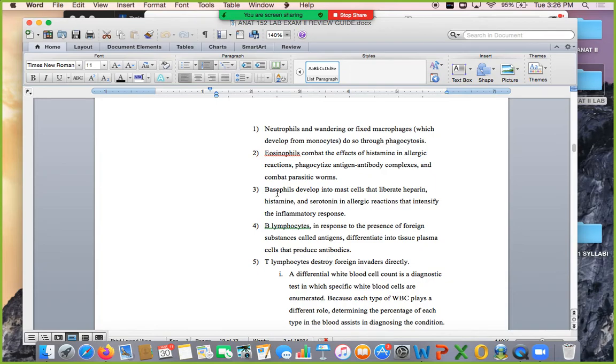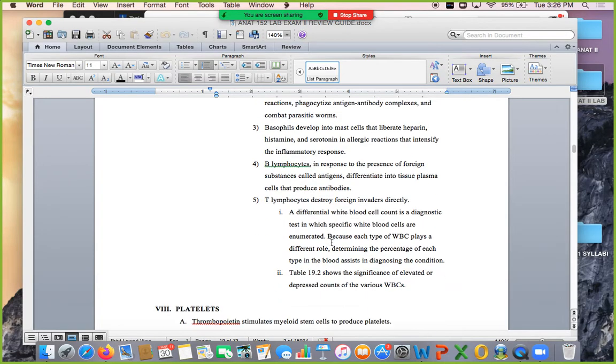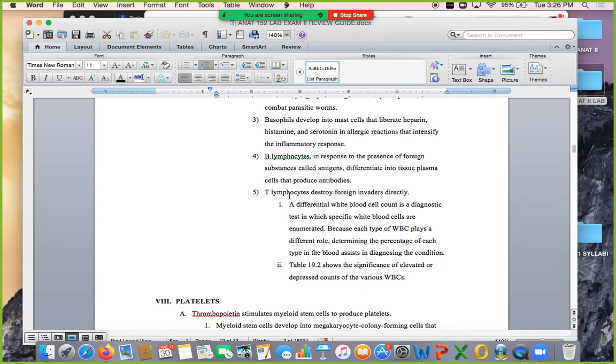So basically, basophils work to do the opposite of eosinophils. Eosinophils are basically telling basophils to chill out, right? Because basophils release histamine, and eosinophils combat the effects of histamine. We also have B lymphocytes and T lymphocytes, which at this point you should know like the back of your hand, which are involved in the immune response. They're created in the bone marrow and in the thymus, respectively.